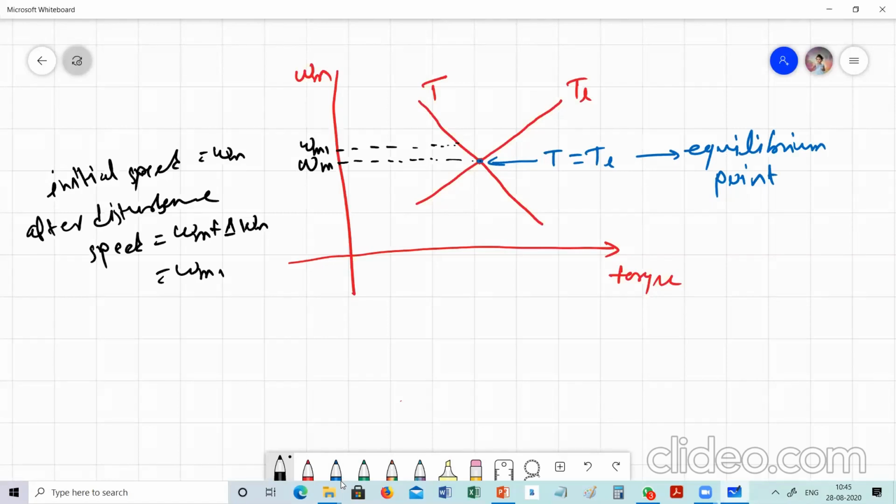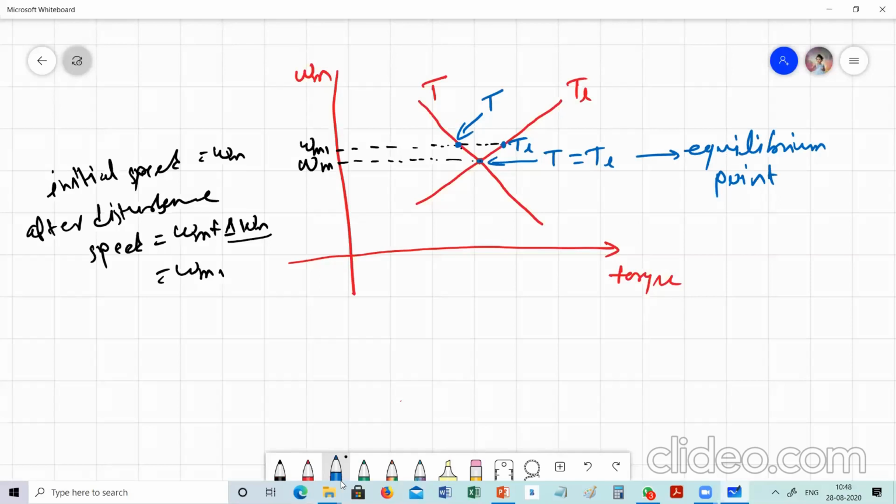Now if the machine is working in steady state stability, then after the disturbance vanishes, the machine will again come to the original point. We have to check that. Corresponding to this speed, the torque will be this. This is the motor torque T, and this is the load torque TL. I have to show it on the x-axis, because the torque is on the x-axis. So I have to show the load torque here.